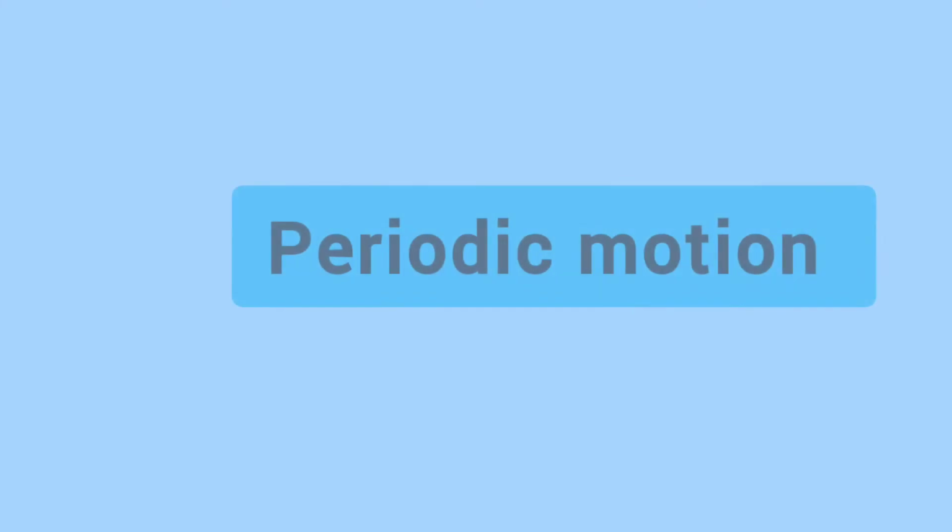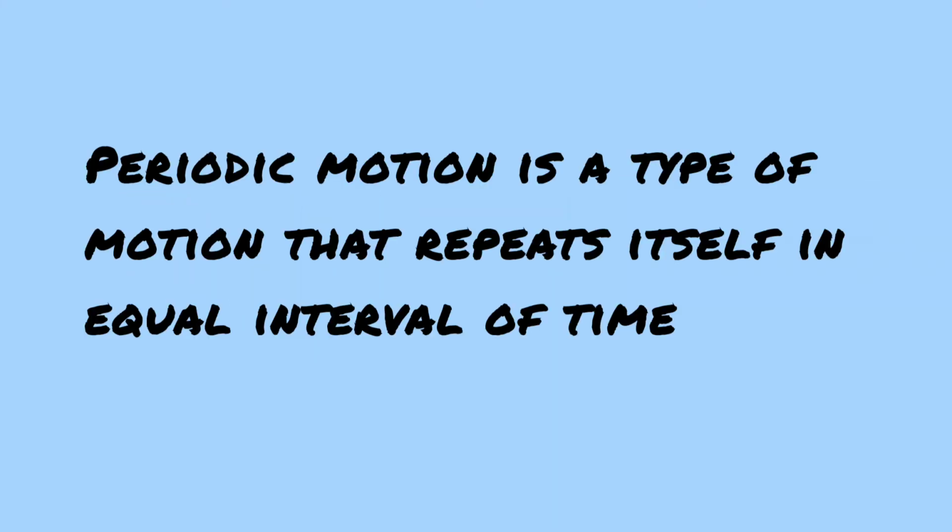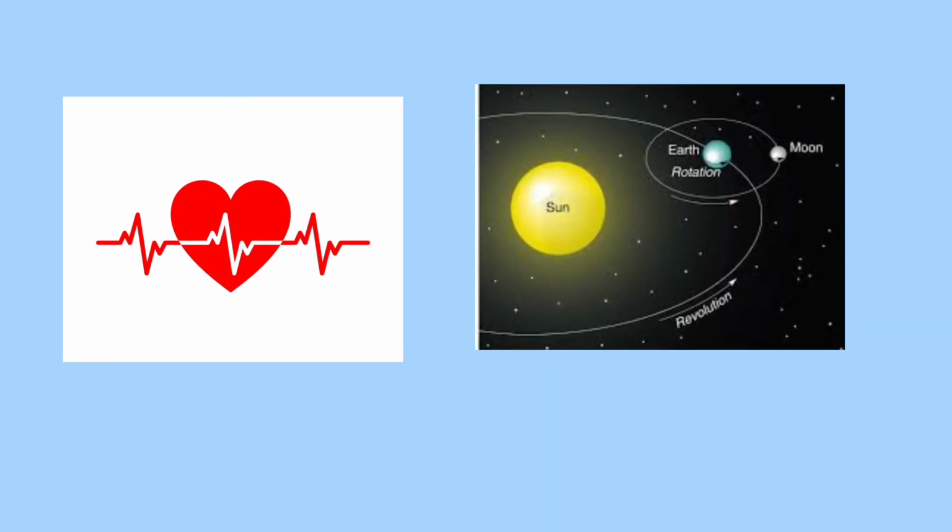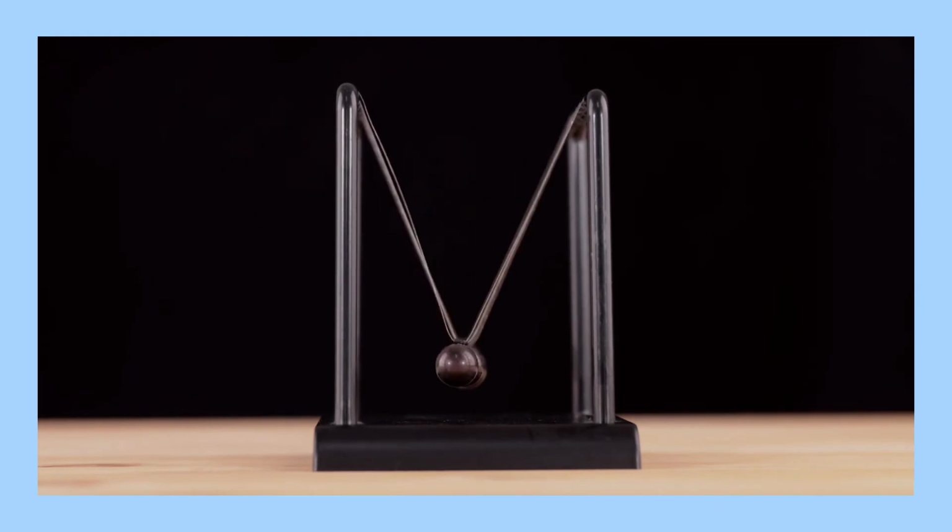Periodic motion. Periodic motion is a type of motion that repeats itself in equal intervals of time. The heartbeat, the motion of the earth around its own axis, the motion of the earth around the sun and the movement of a pendulum are some examples of periodic motion.